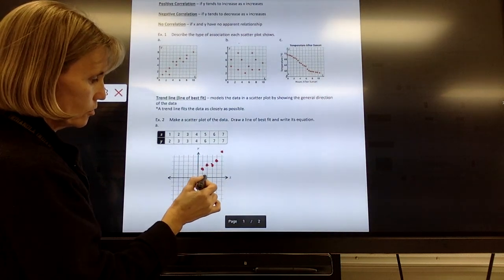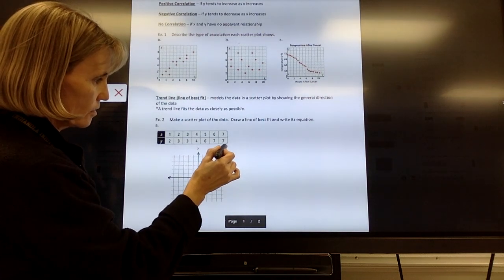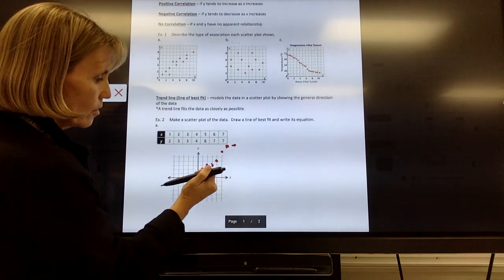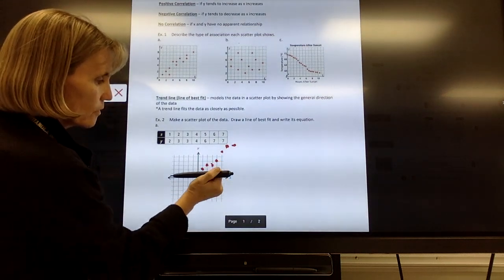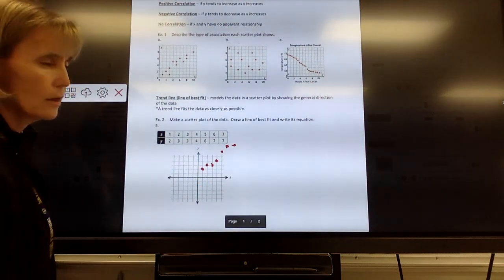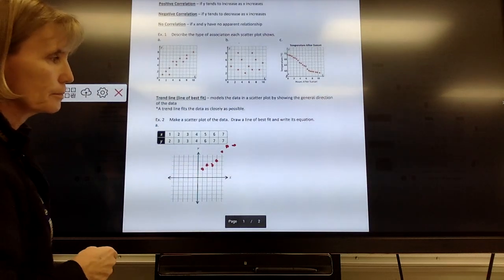See, that was 1, 2, 3, 4, 5, 6. If I go 6, 7 is going to be out here, and 7 is going to be about right there as well. So I did have to estimate a little bit because I went off my graph. But you can see these are not exactly in a straight line. Okay, but that's your scatter plot.